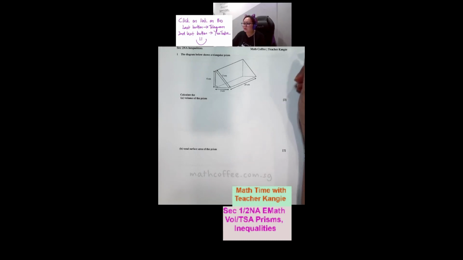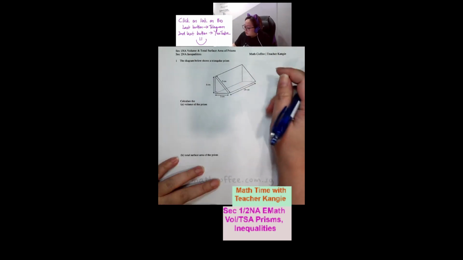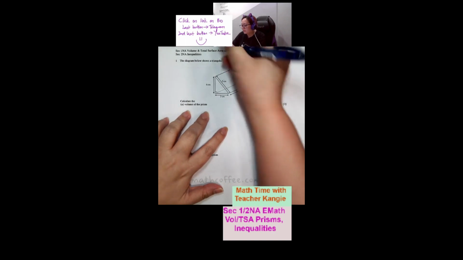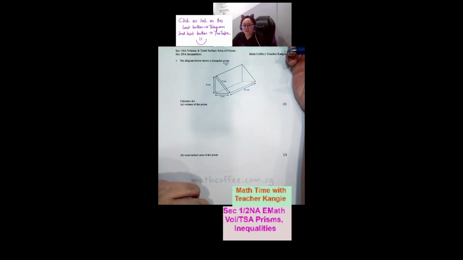Okay, let's start on the first topic, first question. First of all, let's talk about what a prism is. A prism has a uniform cross-sectional area.